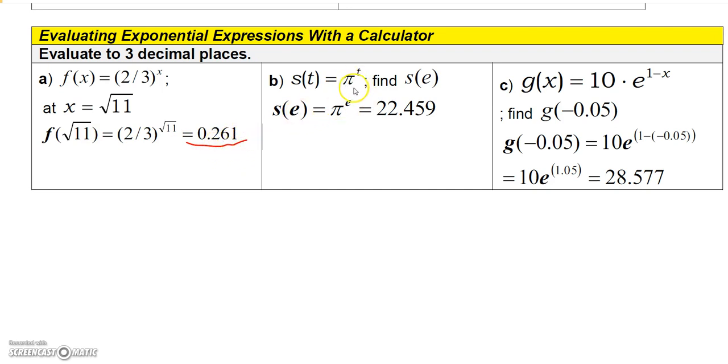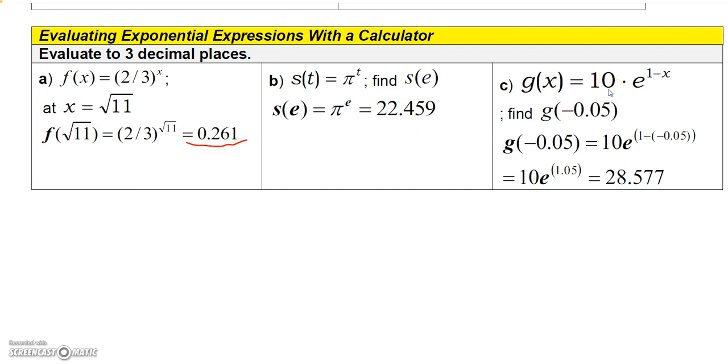Now here is a function where I'm using t for the independent variable. So s of t is equal to pi to the t power, and it says evaluate this at the number e. So take your calculator, and you should have a pi function on your calculator. So put in the pi function, then hit your exponent button, and then find your e button, and then hit enter, and that should give you 22.459 rounded to 3 decimals.